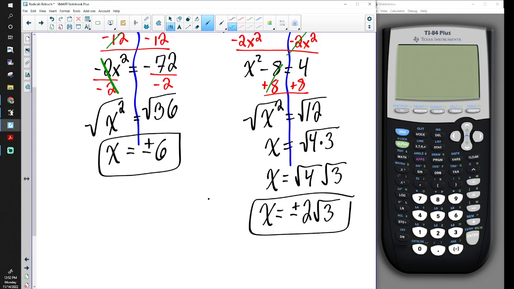And there you have an A on your quiz for Wednesday. That's an A, A++.